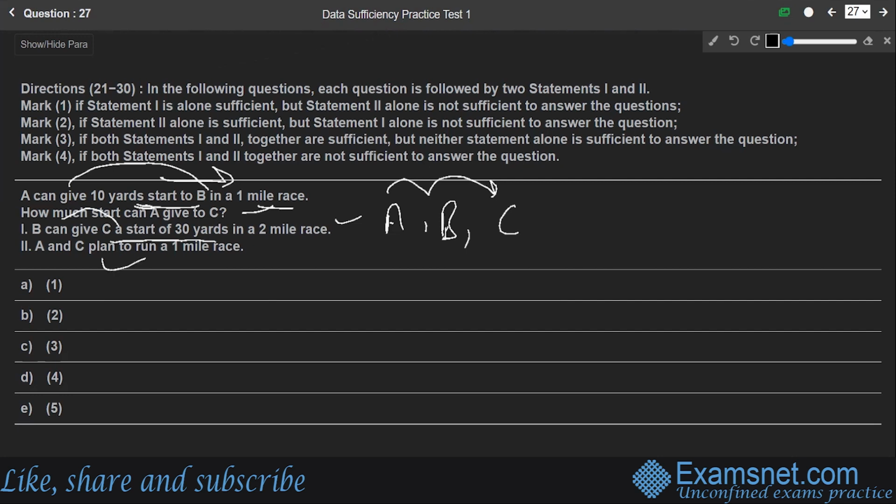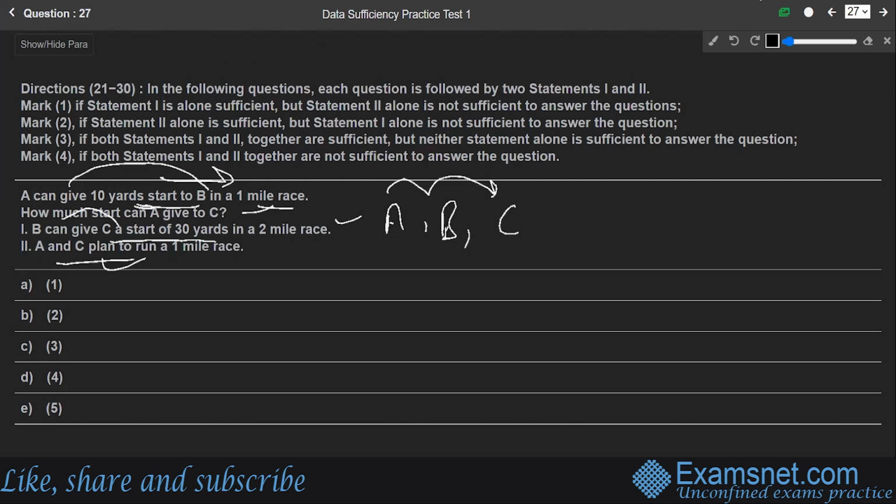So let us see the statement number second also. Okay, what is the statement number second? That A and C plan to run 1 mile race. So this is the thing given. B can give a start of 30 yards. So relative speed is also given. The connection of speed can be also found out. A and C plan to run a 1 mile race. So the length of the race is also provided.